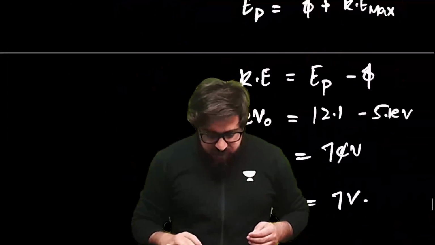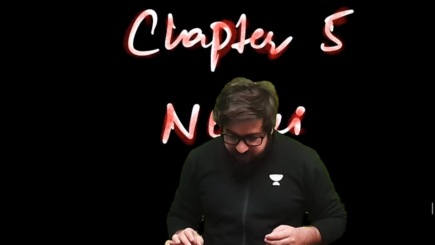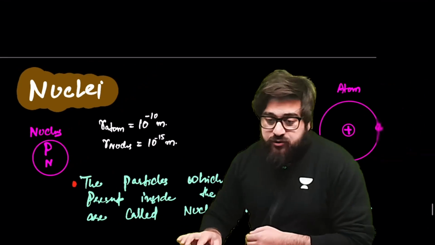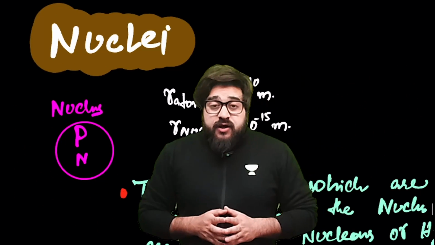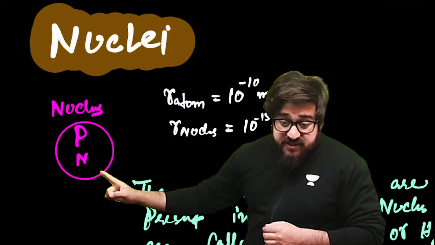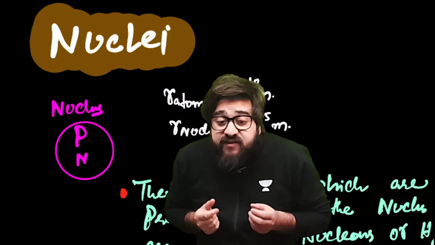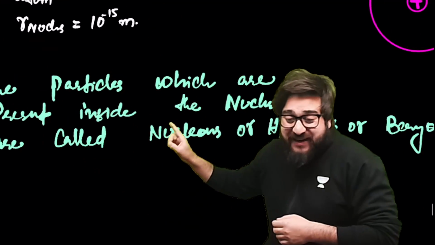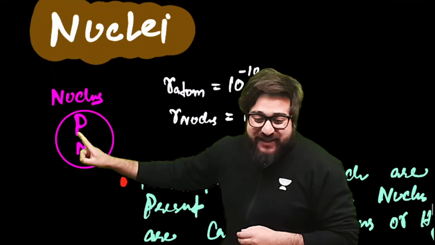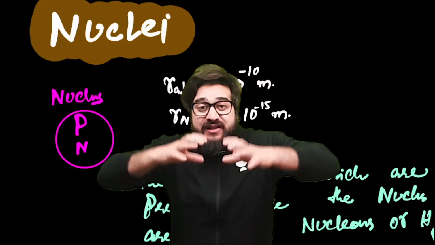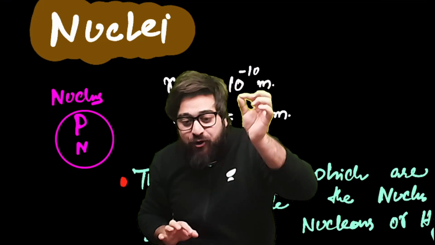Now, my dear friends, one more thing I just want to tell you, let's talk about the chapter nucleus. When it comes to the nucleus, it is present at the center. And the particles which are present inside the nucleus are called, I forgot the name, nucleons. Yes. So protons plus neutrons make what? Nucleons. The particles inside the nucleus are called nucleons.